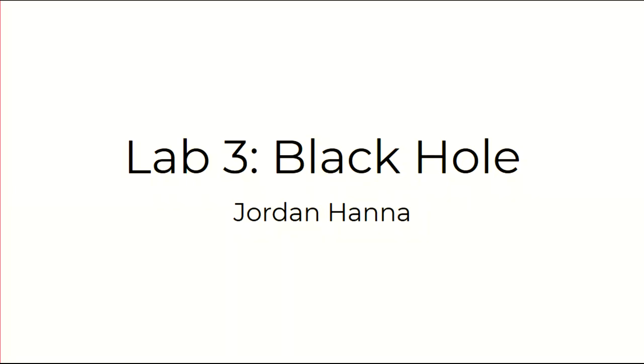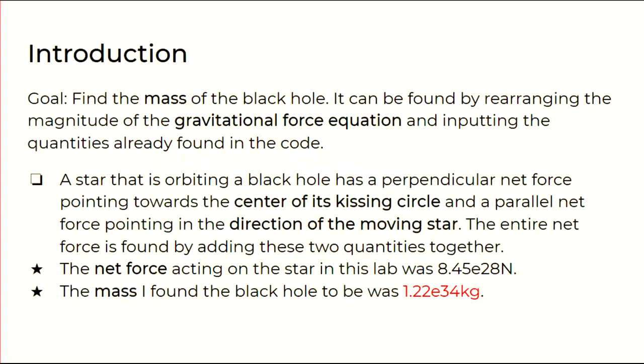This is Lab 3, Black Hole. Lab 3 deals with determining the mass of a black hole that is being orbited by a star. The unique position points of the star give a trajectory that can be used to determine the mass. The forces given by the star can be split up into two components, the perpendicular that points towards the center of the kissing circle and the parallel that points in the direction of the motion.